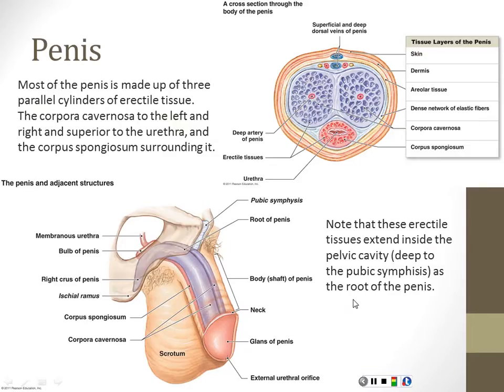And a point I like to make is, from sheer observation, it is easy to see the external parts of the penis, but there is actually a root of the penis which goes underneath the pubic symphysis and alongside the pelvic bones on both sides.